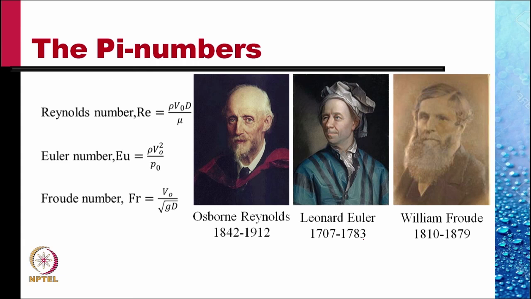The second number, rho V naught square by P naught, is called the Euler number after Leonhard Euler, a great mathematician. The third number, V naught by under root GD, in fact the square root of the parameter group that we obtained earlier, has been termed the Froude number after William Froude, who first started experimenting in this area.